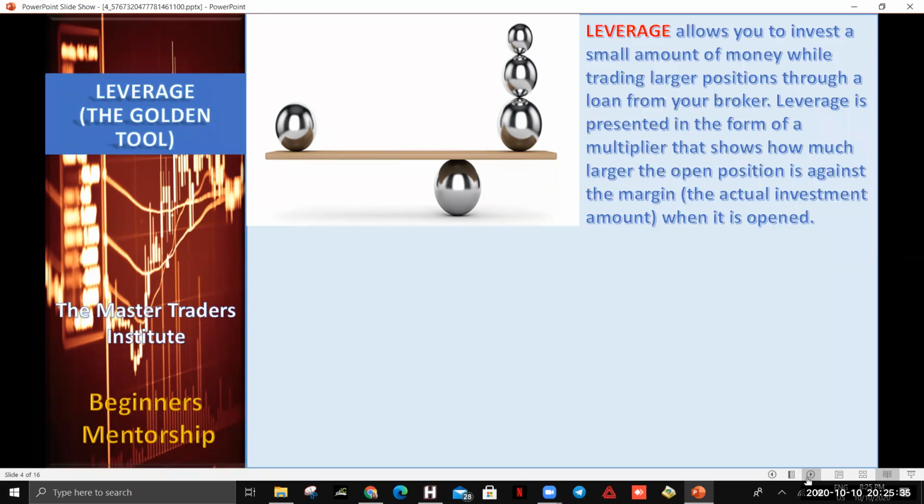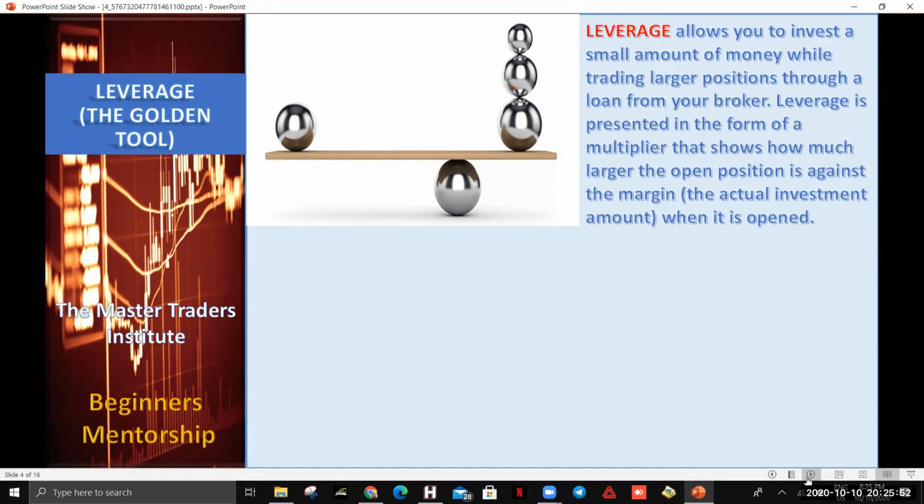Your broker gives you leverage. If you have $200 in your account, depending on how you opened your account, you see where they wrote leverage 1 to 10, 1 to 500, 1 to 1,000, 1 to 200. That is the leverage that you have when you are trading. It depends on how much you have in your account.